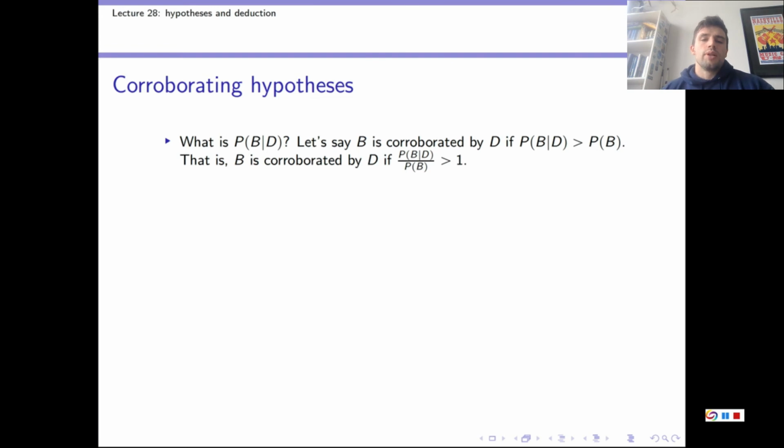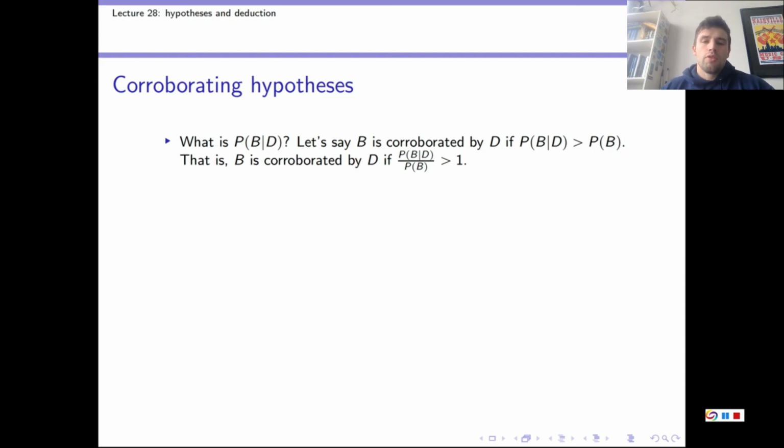So what do we make of our hypothesis on the basis of observing a correct prediction? The new degree of belief in our hypothesis is now equal to P of B given D. Let's also say that the hypothesis is corroborated by the evidence if P of B given D is greater than P of B, i.e. if the evidence D increases our credence in B. That is to say, the hypothesis B is corroborated by D if P of B given D over P of B is greater than 1.